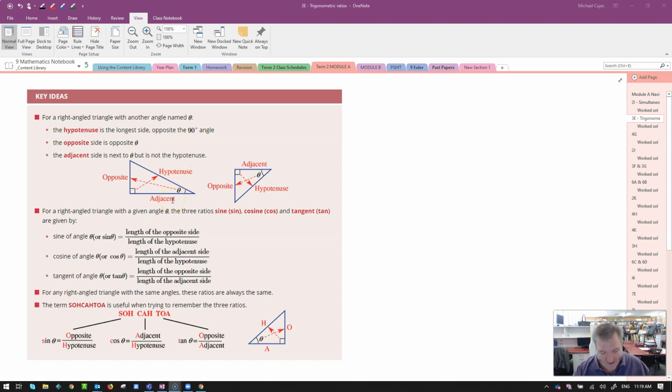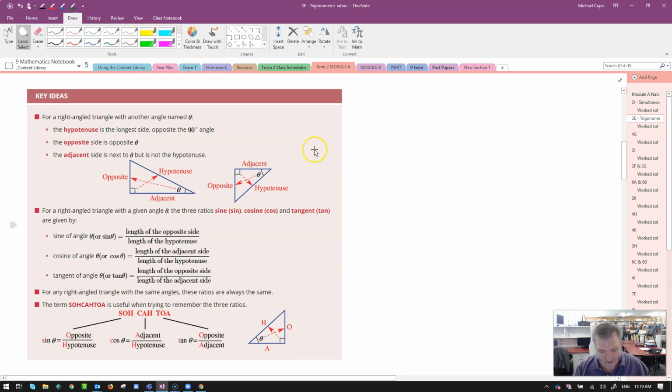Here we are again in the second one. Opposite is directly across, adjacent next to. I don't know that my little pointer was working there. So adjacent next to, opposite straight across. Hypotenuse, of course, the longest one, opposite the right angle.